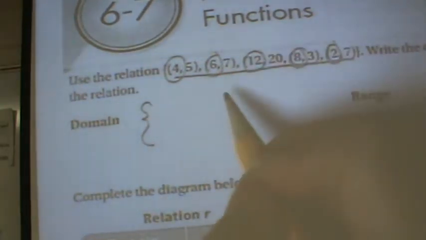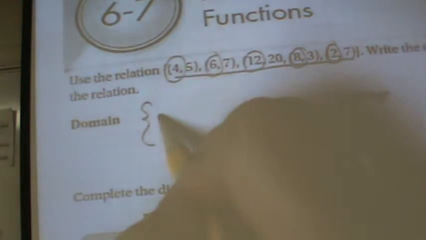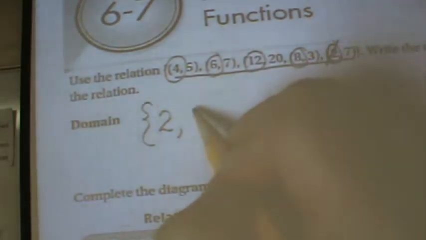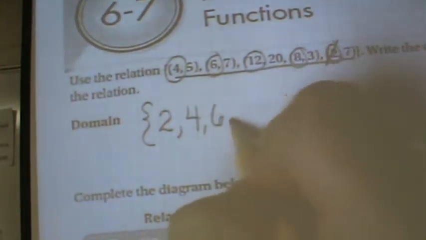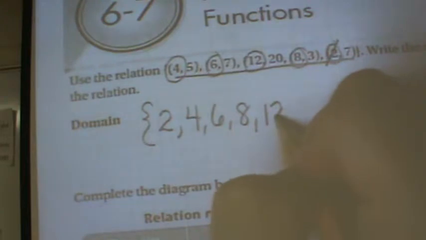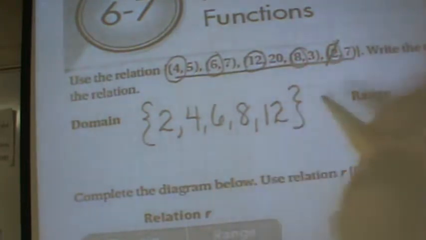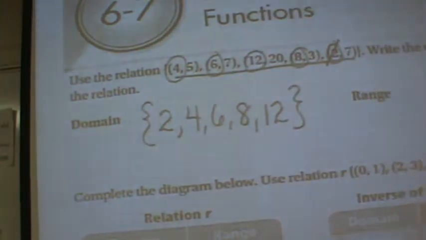The person that said 2 is starting off correct. 2, 4, 6, 8, 12. We put them in order from least to greatest.